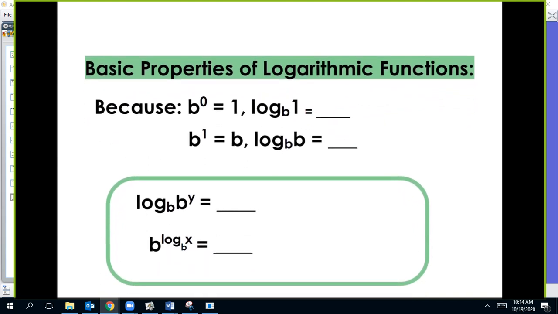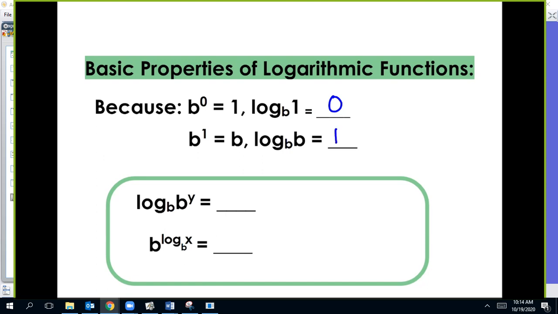So we know that if b to the 0 is 1, then when we read this as an exponential, log base b of 1 equals 0. So anytime you have a 1 inside the log, then the answer is 0. And then we know that if b to the 1 is b, then when we write this as a log, this should equal the exponent of 1.